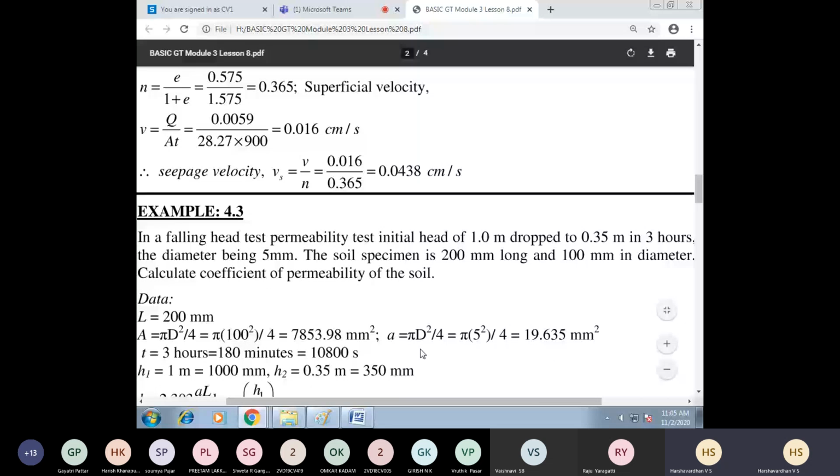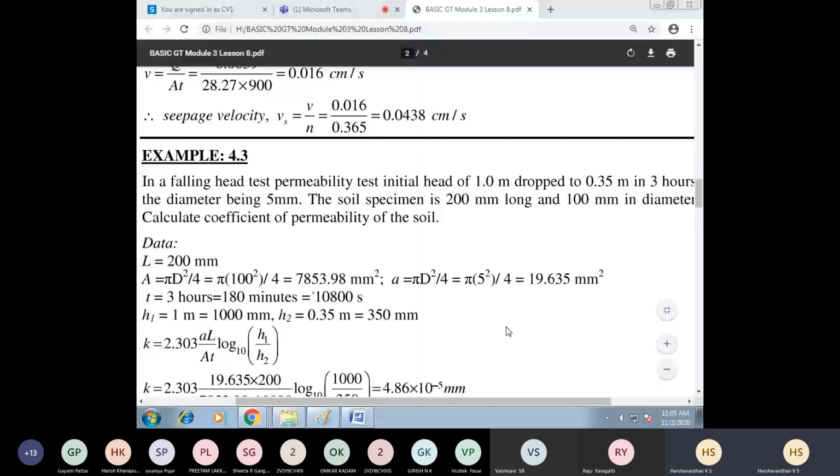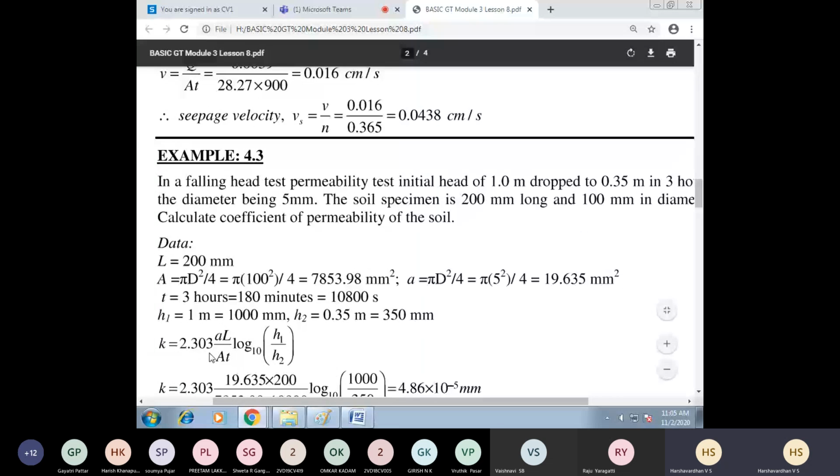Okay, the formula we had derived in one of the previous classes. K is equal to 2.303 aL divided by AT, log of h1 by h2. So we have to use this formula. This is a direct substitution problem.